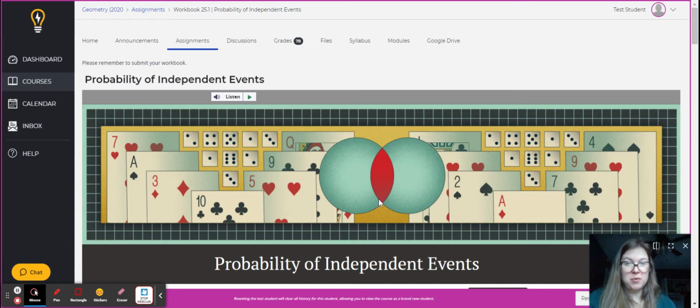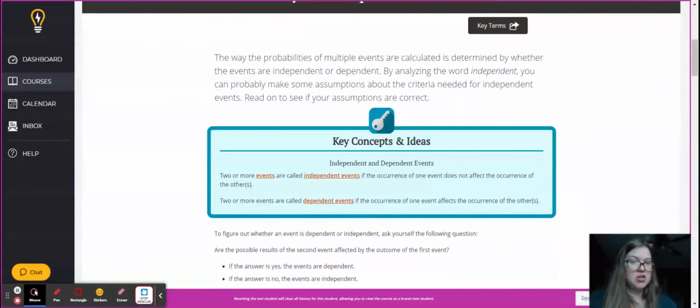So we are talking about Workbook 25.1, it's the probability of independent events. So first of all, you need to remember what the probability is. If there is an event, it's the number that you want over the total.